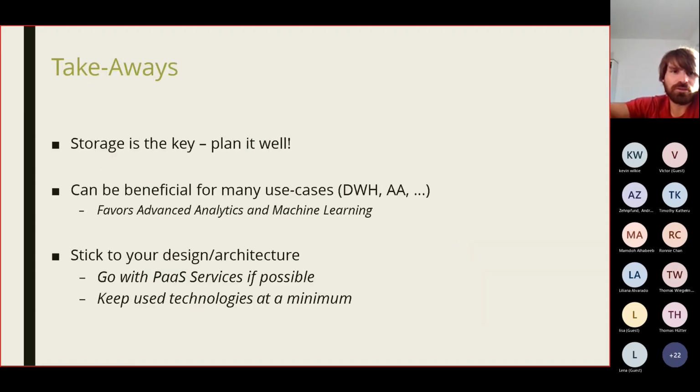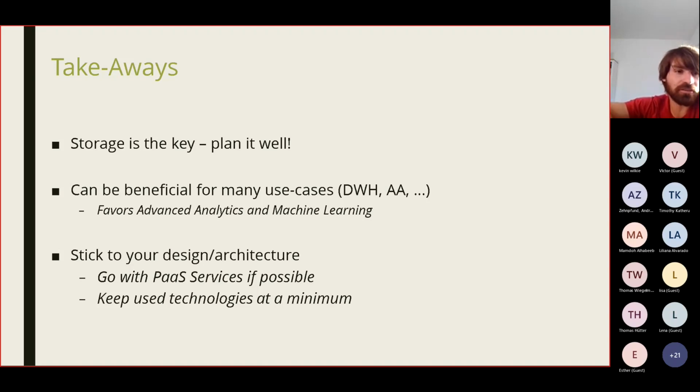Okay, so what are some key takeaways for when you're actually building an analytics platform in Azure? I think the most important part is planning your storage really well in advance, knowing how you want to structure it, which layers you need, which folder structure you need, etc., which security you need.